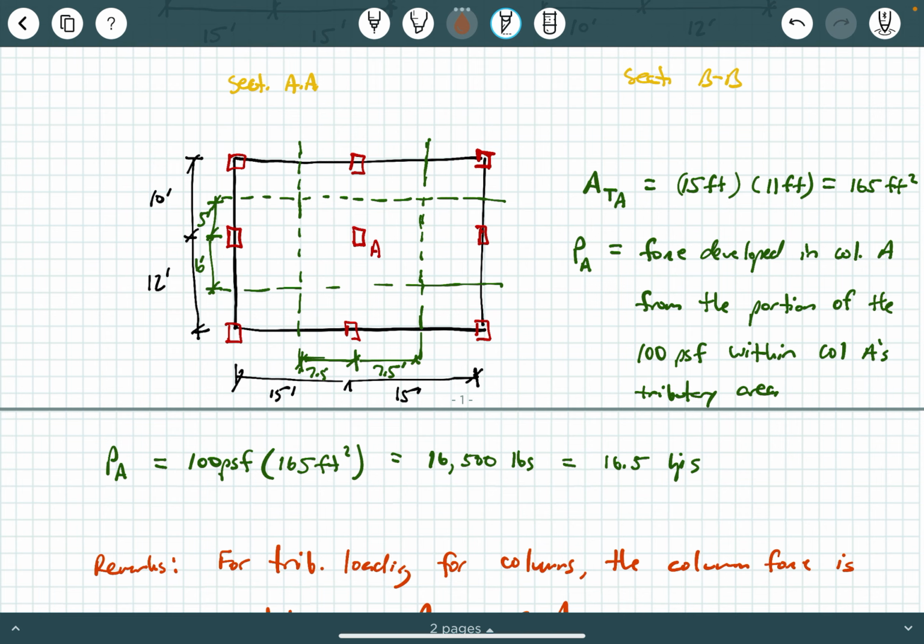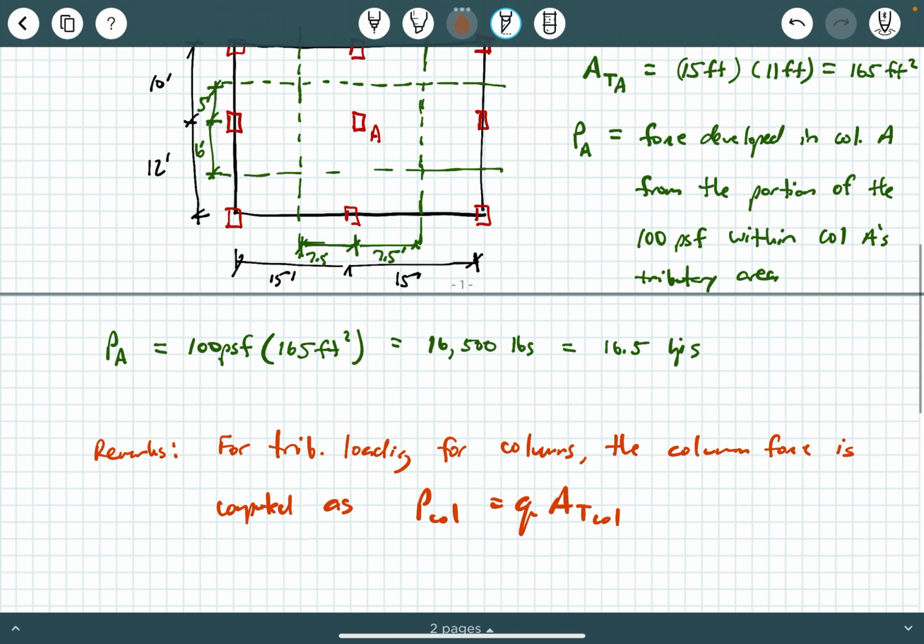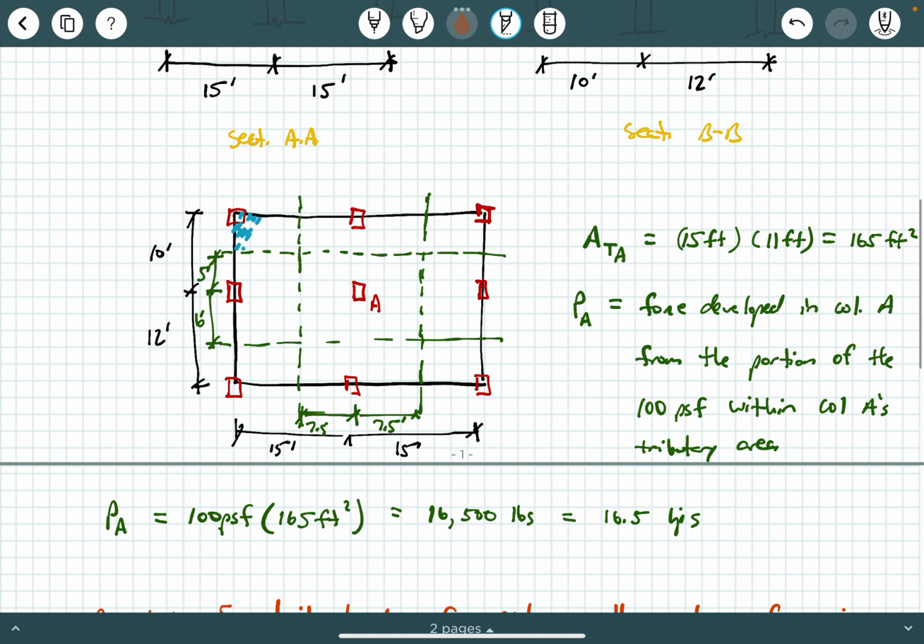So even though the problem didn't ask for this, I'm asking you all, could I get the loading in this corner column here? How would I get the force in that corner column? Well, I would say 100 PSF Q times the area, the tributary area for that corner column. Could I get that pretty easily? Yeah, that would be what, 5 feet? Because it's the other 5 feet from this 10 feet. It's this 5 feet times this 7.5 feet, okay? And so that would be how we would get the loading in this corner column.